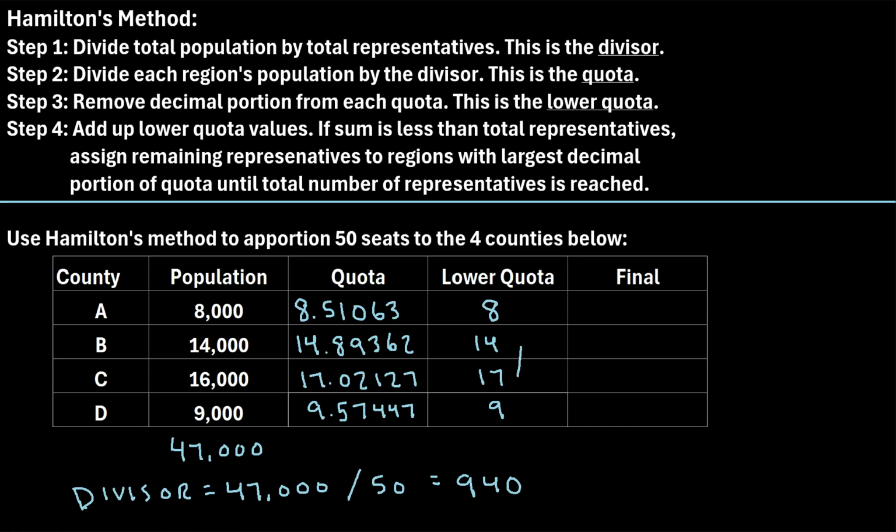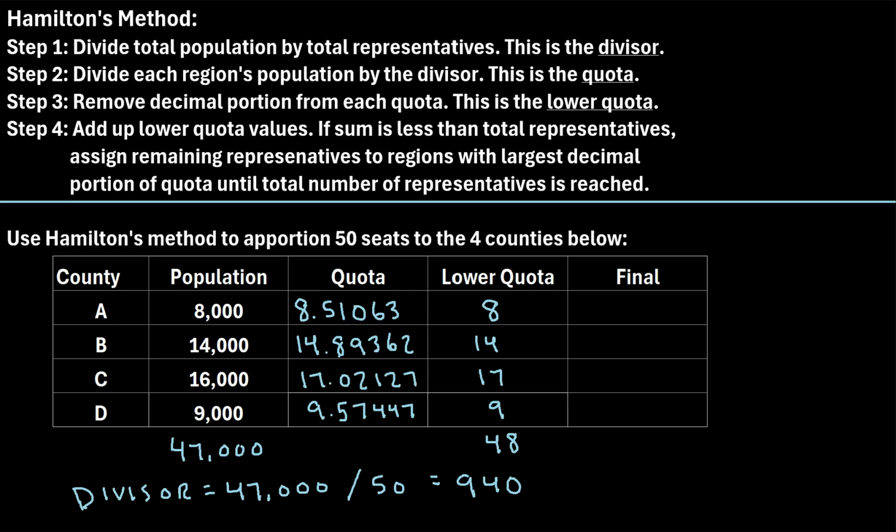So we're going to add up all these values in the lower quota and see if they add up to the 50 seats that we want to assign or not. If you do 8 plus 14 plus 17 plus 9, that turns out to be 48. So we have not quite reached the 50 seats that we need. To determine which counties should get these extra 2 seats, we need to look at the decimal portion of each of the quotas and see which decimal is the largest.